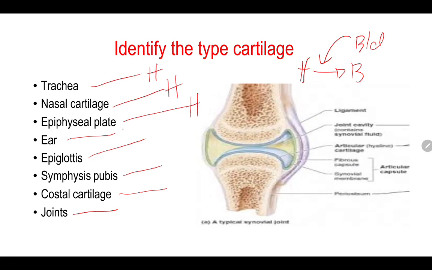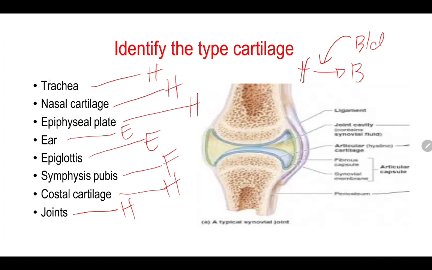Ear. If your answer for the ear is elastic, very good. Epiglottis, if it is elastic, very good pa din. Symphysis pubis, it is fibrocartilage. Costal cartilage, yung sa ating sternum is also hyaline, and then the joints is hyaline. Okay, so if you've answered them well, very good, no? Congratulations. But, I want to make clarification sa inyo, ha?